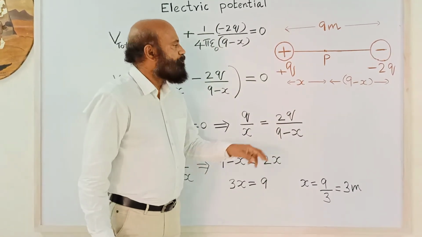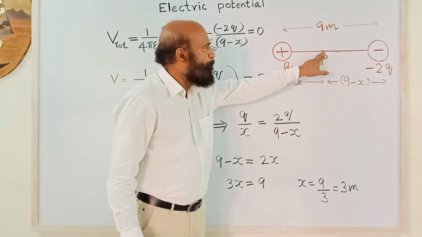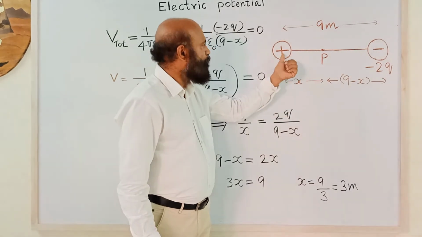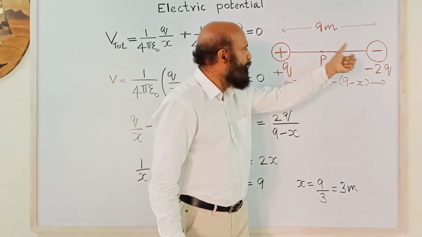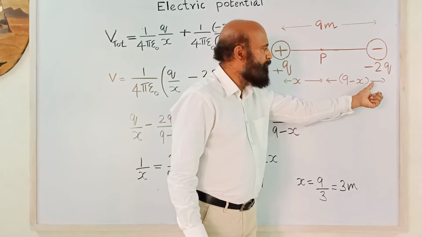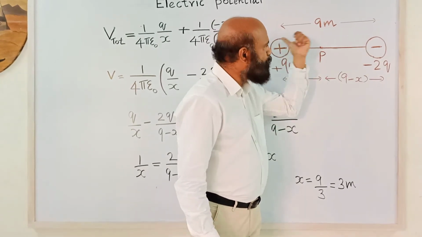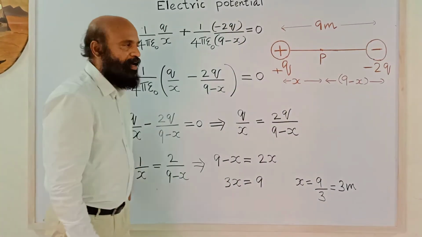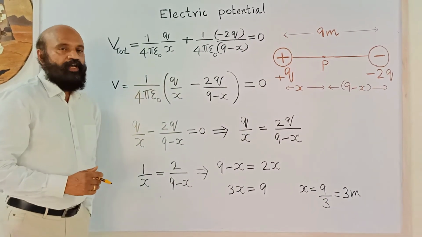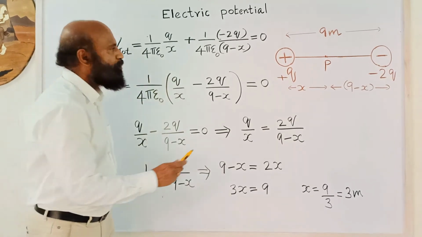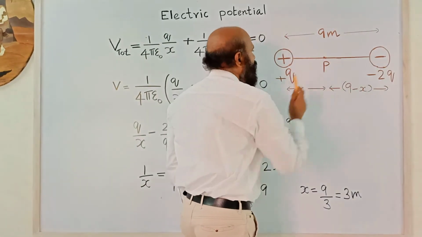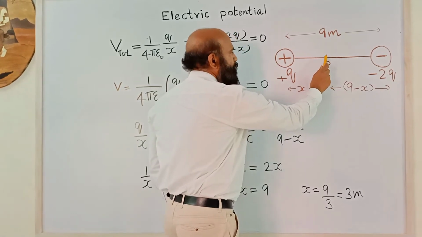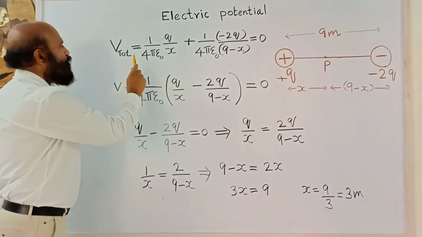So you assume potential is becoming 0 at a point P. So that point is at a distance of x from the positive charge. That means the remaining distance will be 9 minus x, because the total distance between the charges is 9 meters. If this is x, the remaining distance is 9 minus x. Now we can use the superposition principle. So here there are two charges, so we can apply the superposition principle to find the total potential.